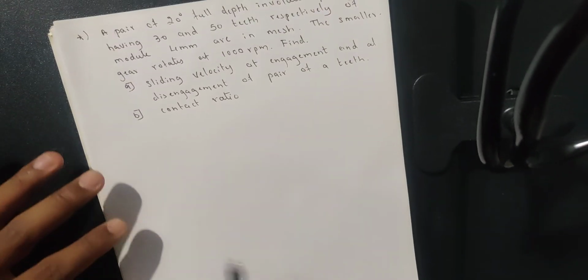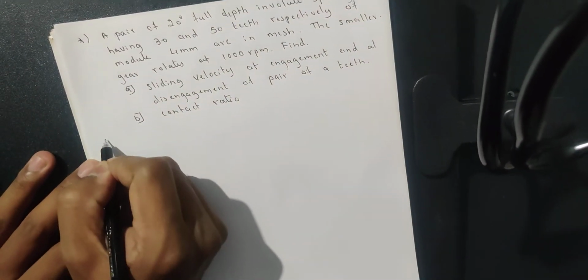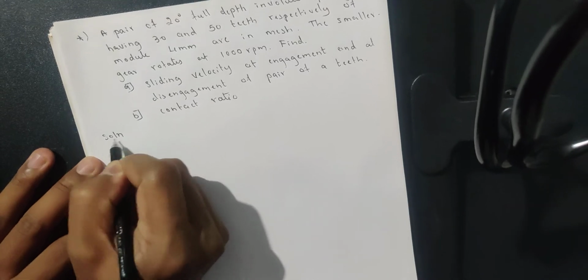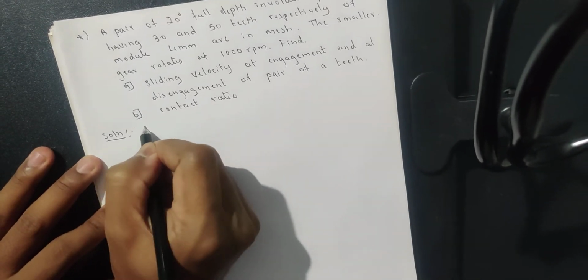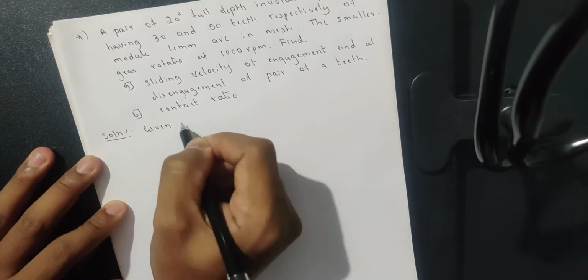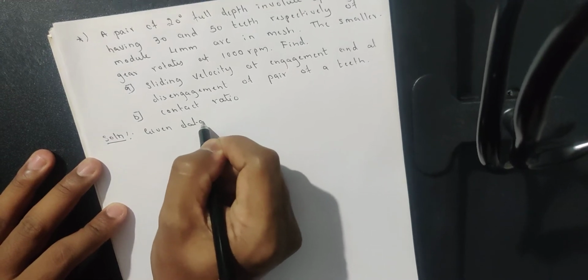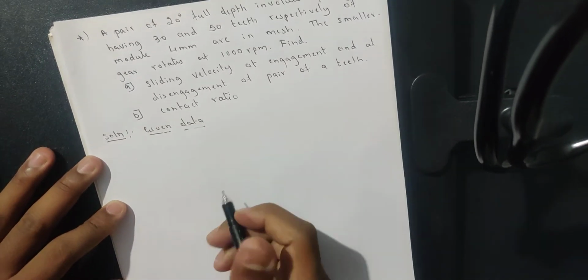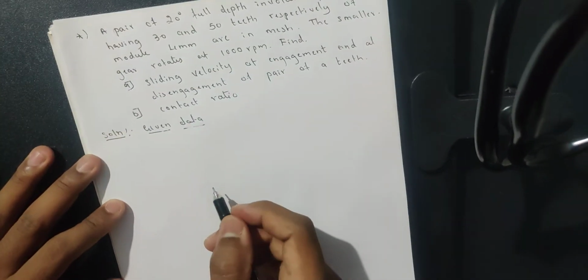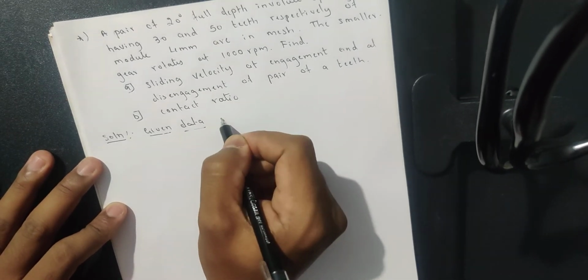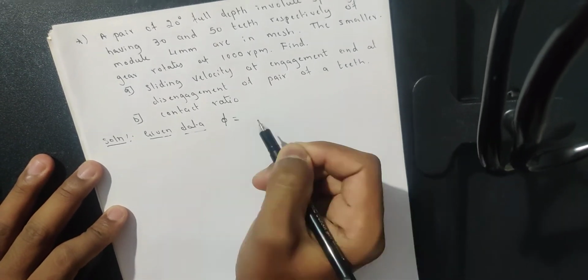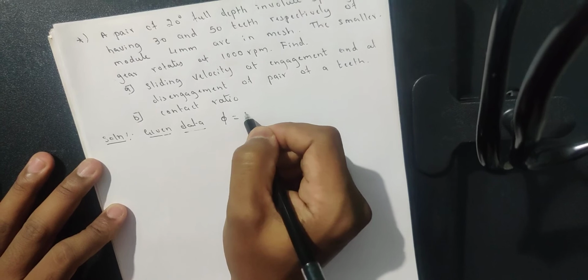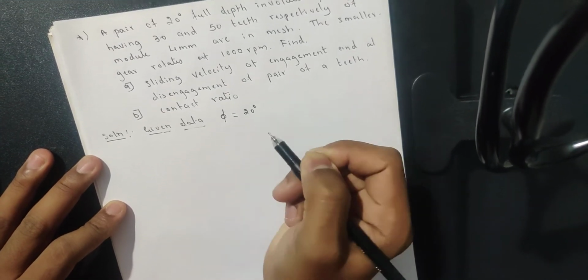So first we will be writing the given data here. So solution, in the solution we will be writing the given data. What is the data which has been given here? First is the 20 degrees. What is that 20 degrees? 20 degrees is basically the pressure angle. We denote it by phi. So it will be 20 degrees.